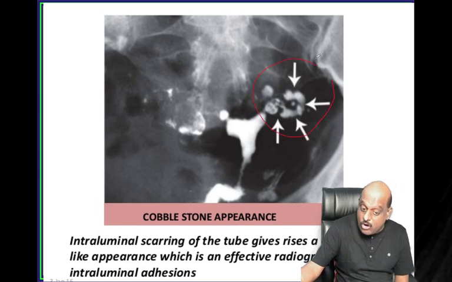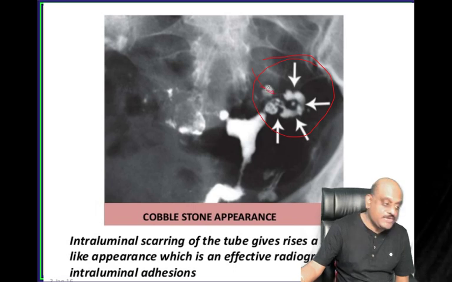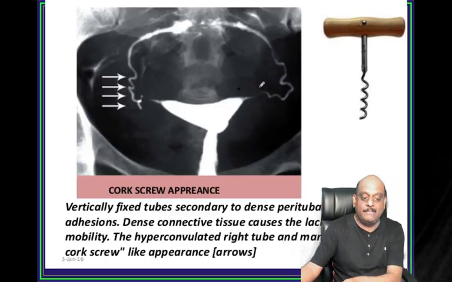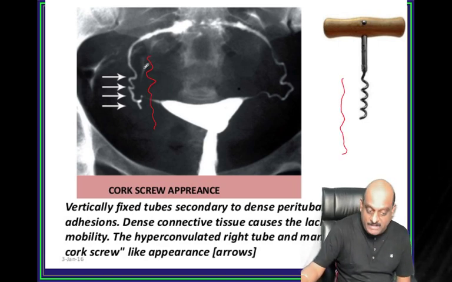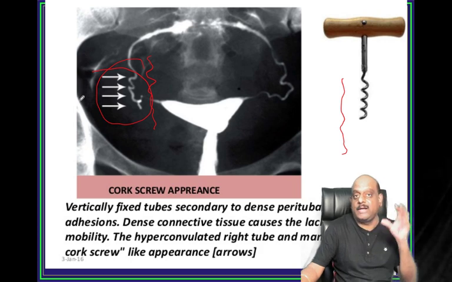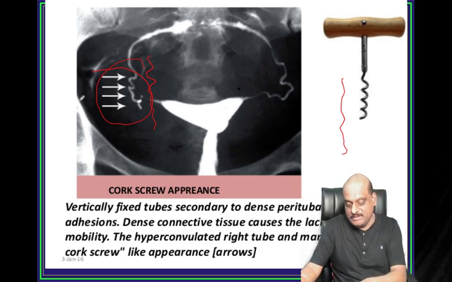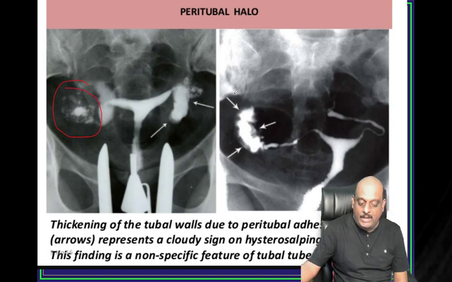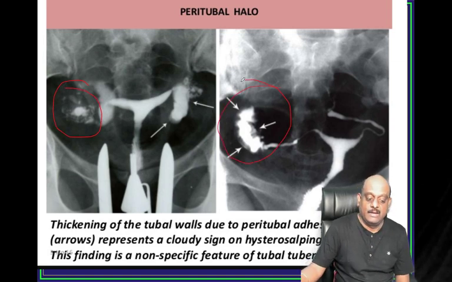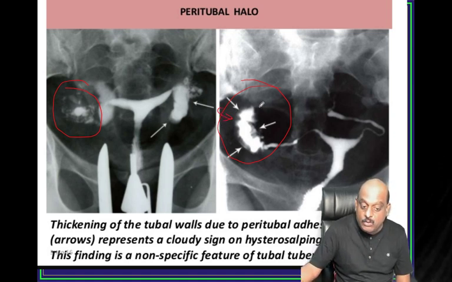Leopard skin appearance in TB. Then there is a cobblestone appearance because of the intraluminal scarring in case of TB. Then there can be a corkscrew appearance like this with the vertically fixed tube secondary to the dense peritubal adhesions. Then there can be a peritubal halo, as what you see, where there is a thickening of the tubal wall due to peritubal adhesions, represents a cloudy sign.